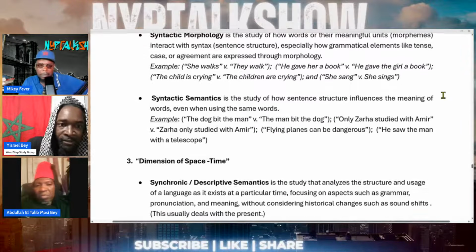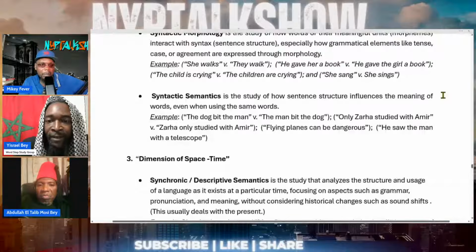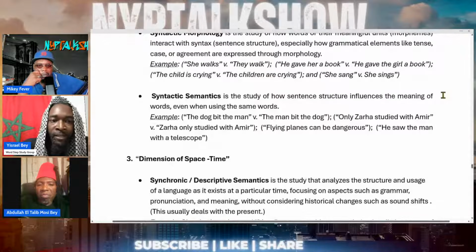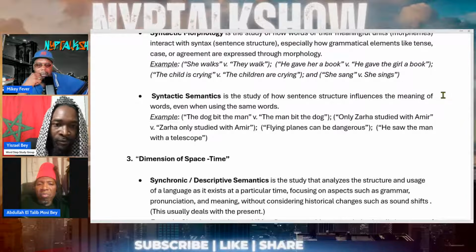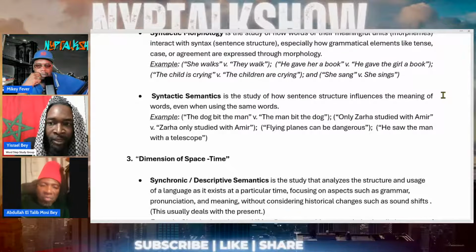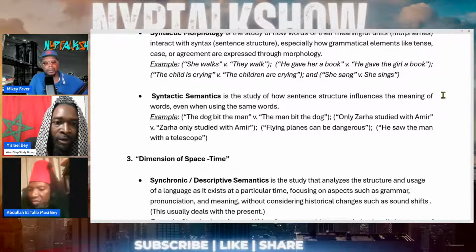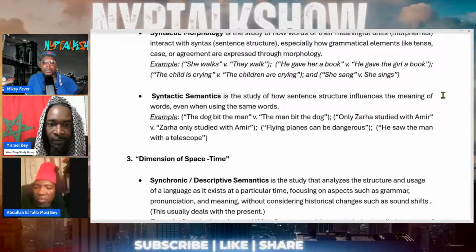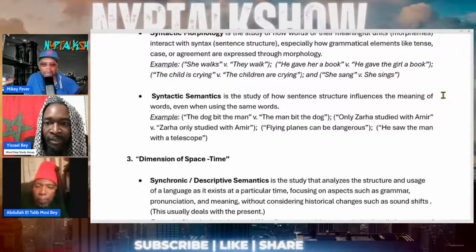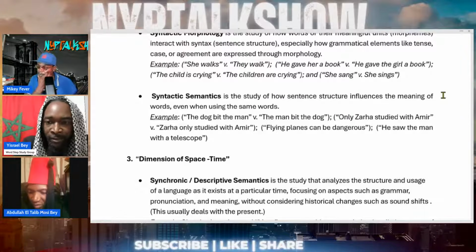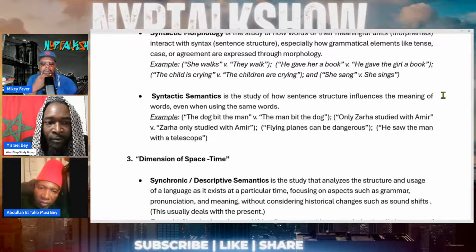Syntactic semantics is the study of how sentence structure influences the meaning of words even when using the same words. Example: the dog bit the man versus the man bit the dog. Only Zara studied with Amir versus Zara only studied with Amir. Flying planes can be dangerous. And flying planes can be dangerous. He saw the man with the telescope and he saw the man with the telescope.